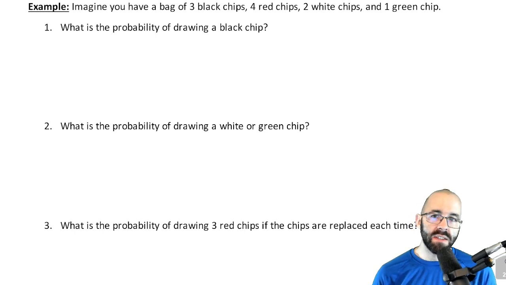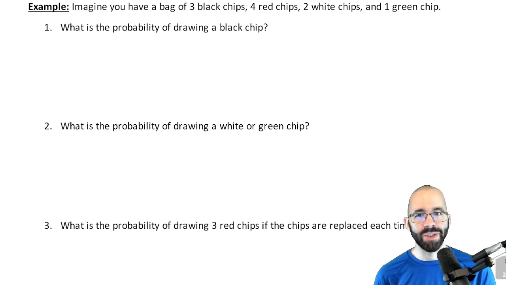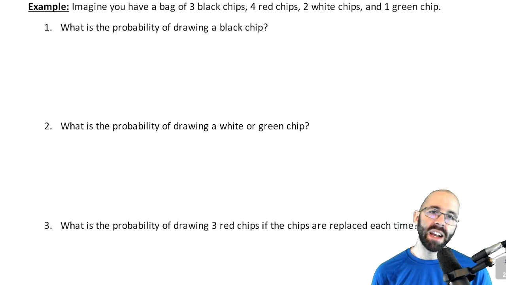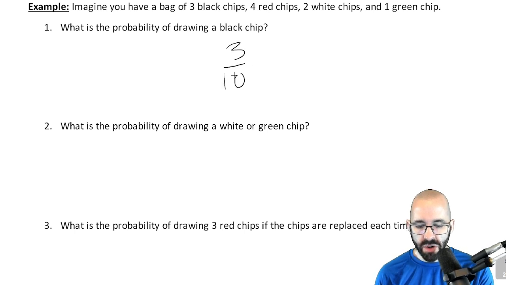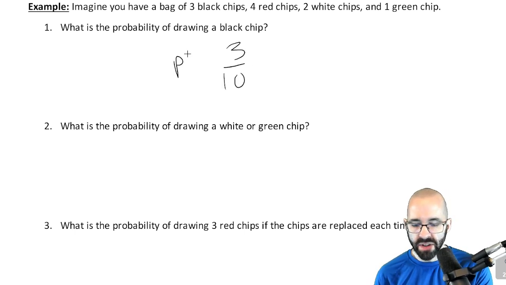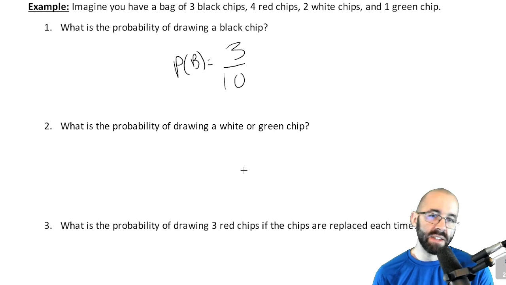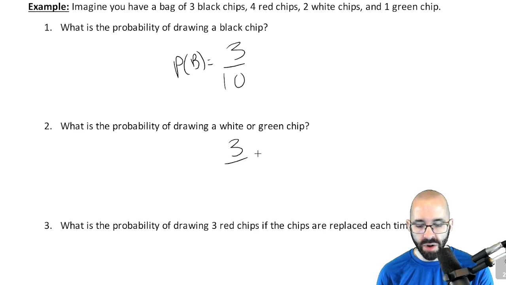So let's say we have got some casino chips, or maybe tortilla chips, I don't know, some kind of chips, maybe Doritos, who knows? Some kind of chips, 3 black, 4 red, 2 white, and a green. What's the probability of drawing a black chip? Well, there's 3 blacks, there's 10 total. Probability of a black one is 3/10. White or green, there's 3 that are white or green, also 3/10.